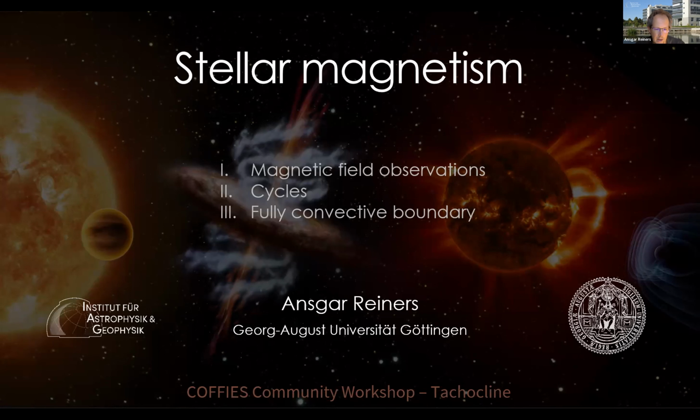And I asked myself, what kind of observational evidence do we have for a tachocline anywhere, or for the non-being of a tachocline, particularly in supposedly fully convective stars? So I'll throw in a few slides at the end for this.